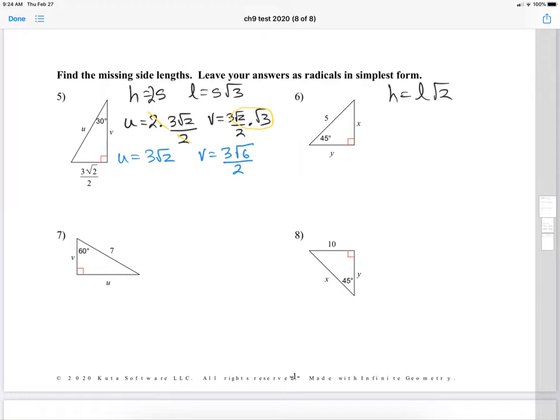That's the answer. I apologize for any interruptions. I keep tapping the off button to move my iPad.